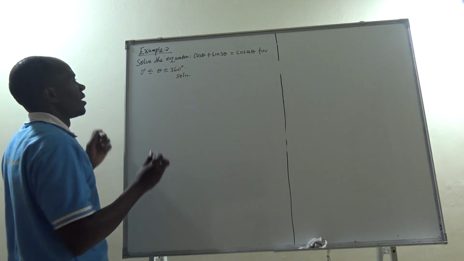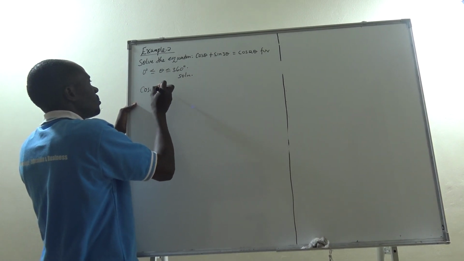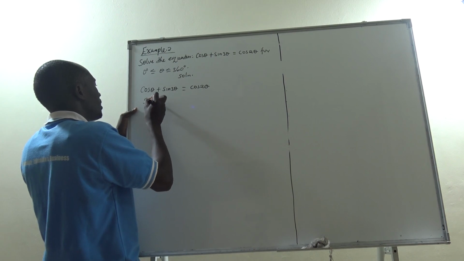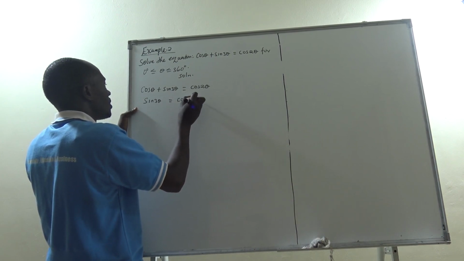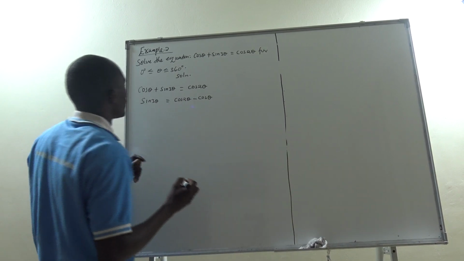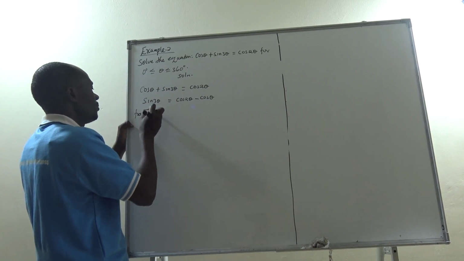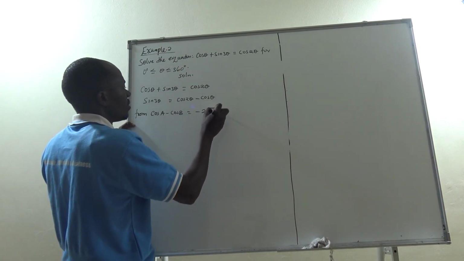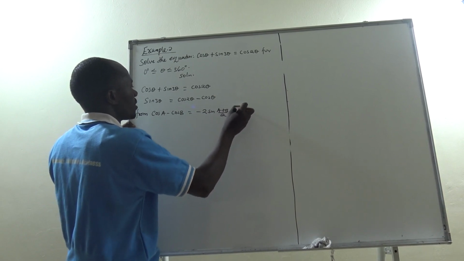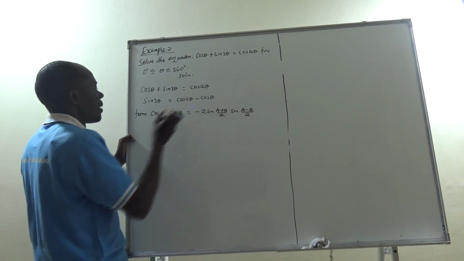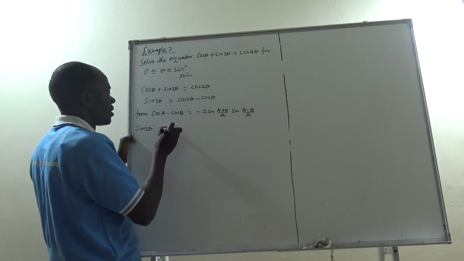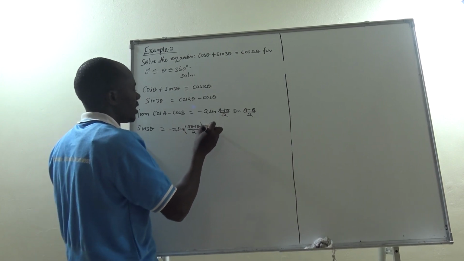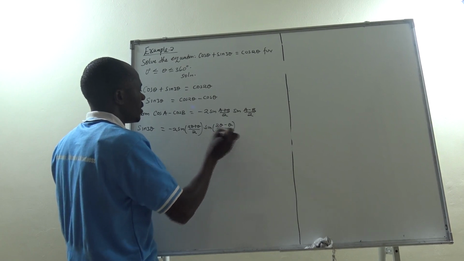We are going to collect those ones which are related. I've got cos theta plus sin 3 theta equals cos 2 theta. So I've got sin 3 theta equals cos 2 theta minus cos theta. Here we're going to apply the factor formula from cos A minus cos B, which is given as negative 2 sin of (A plus B) by 2 sin (A minus B) by 2. So this becomes sin 3 theta equals negative 2 sin of (2 theta plus theta) by 2, again sin of (2 theta minus theta) by 2.